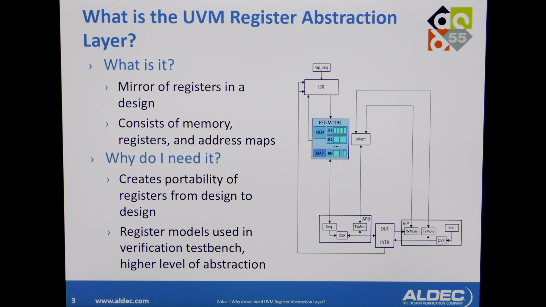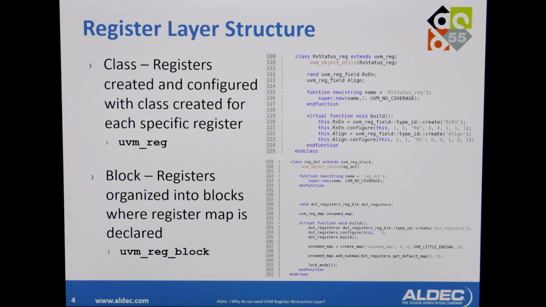integration. So the UVM register abstraction layer is a mirror of registers inside of a design. It can consist of memory, registers, and address maps. And the reason you'd like to use it when verifying your designs is because it can create a portability of registers from design to design for designs that will contain the same registers, but you don't have to re-verify them over and over again. And it can be used in register models for verification test bench at a higher level of abstraction. Therefore, you don't have to go in and use different protocols for each register that you're trying to access. So what's the layer structure for this?